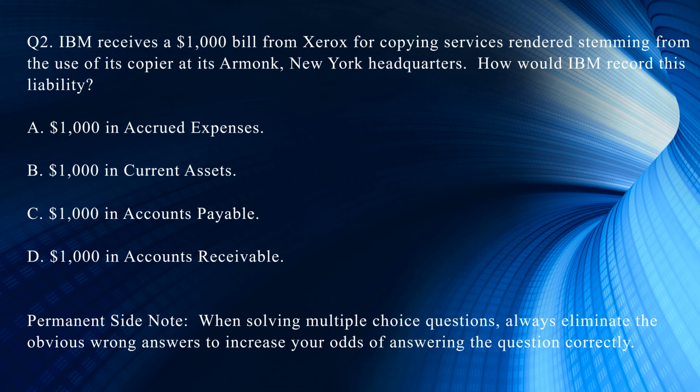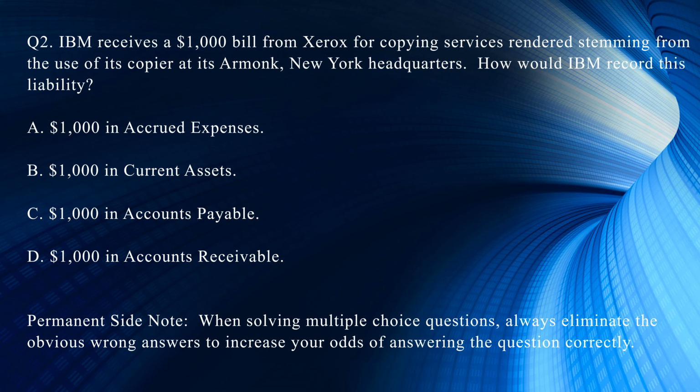Question number 2. IBM receives a $1,000 bill from Xerox for copying services rendered stemming from the use of its copier at its Armonk, New York headquarters. How would IBM record this liability? A, $1,000 in accrued expenses. B, $1,000 in current assets. C, $1,000 in accounts payable. Or D, $1,000 in accounts receivable.